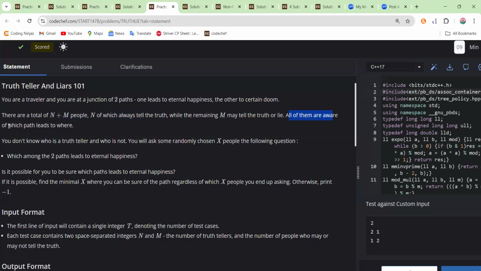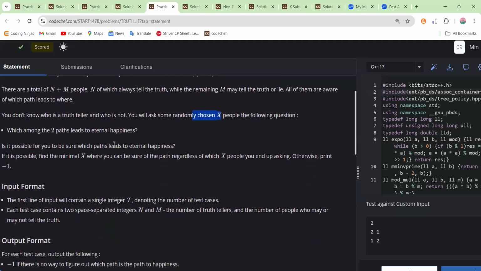All of them are aware of which path leads to where. So all of them are aware which path will lead you to eternal happiness and which path will lead you to doom. So you don't know who is a truth teller and who is not. So you will ask some randomly chosen X people the following question: which among the two paths leads to eternal happiness? So the problem is, is it possible for you to be sure which path leads to eternal happiness?